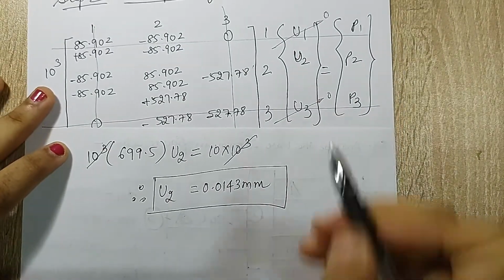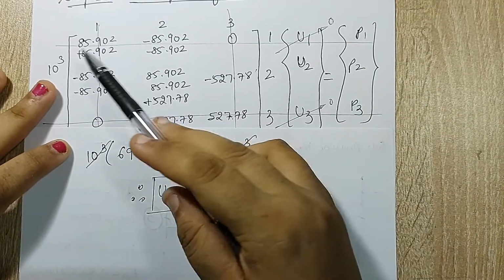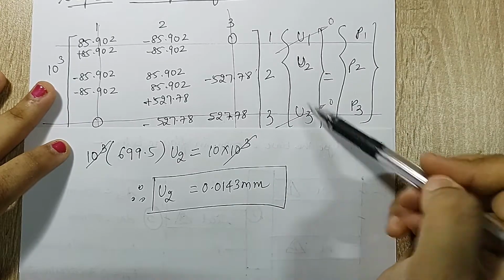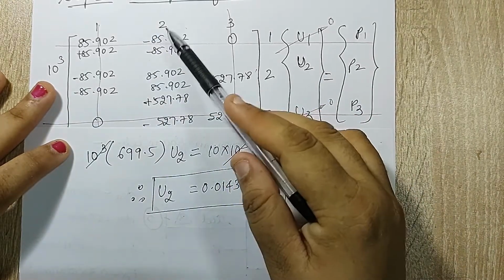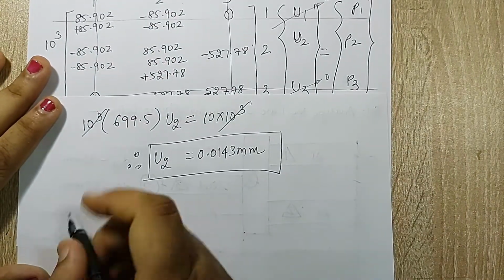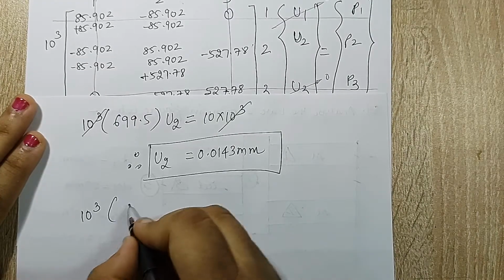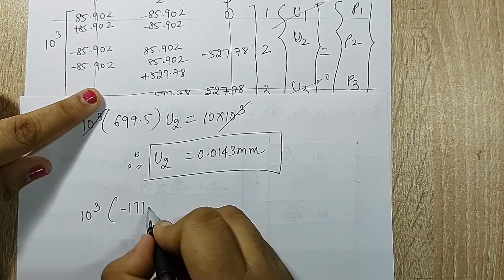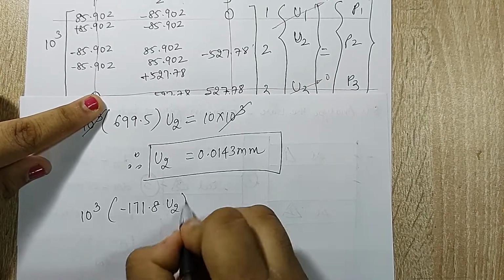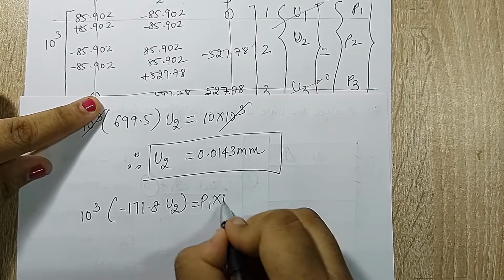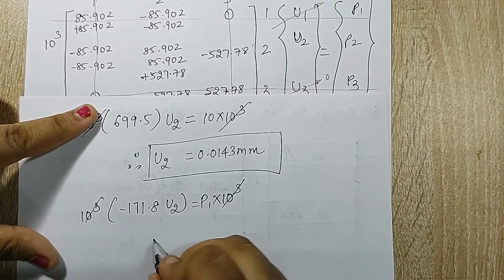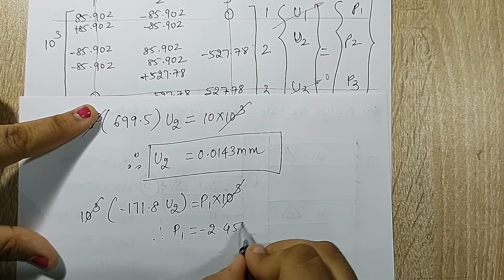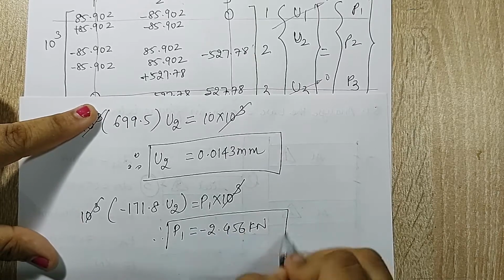Now, I'll be revisiting these equations and I'll be writing the equation for P1 and P3. U1, U3 is 0. So, only this middle term is what I'm going to use. So, I have 10 raised to 3 into minus 170, this one, minus 171.8 U2 is equal to P1 into 10 raised to 3. Therefore, I get the value of P1 as minus 2.456 kilonewton.